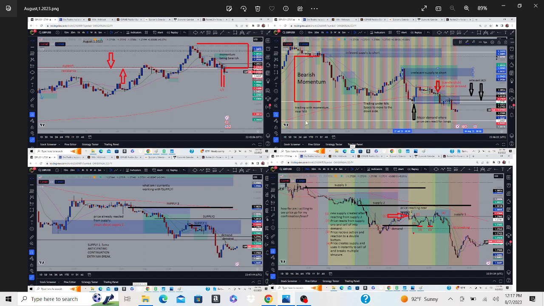Guys, I hope you really enjoyed this trade that I took right here, and take what you can learn from it, do what you want to do with it.